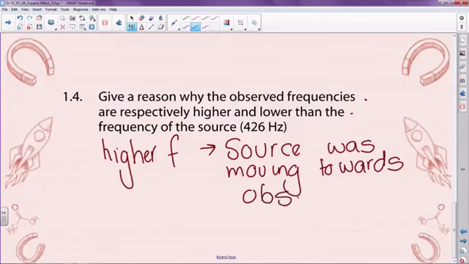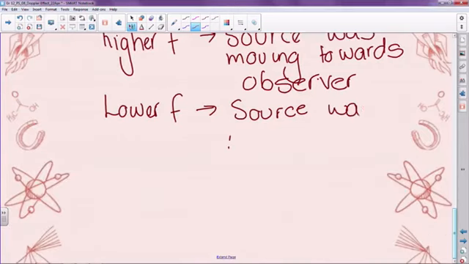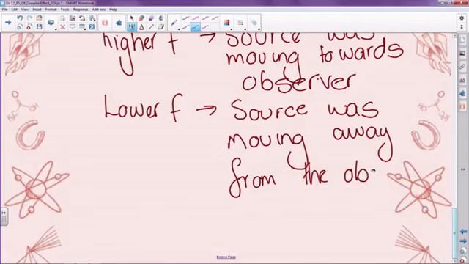Observer. Did I spell that right? I did. Like I said to some of my grade 10s today, I probably need a little bit more sleep, but don't tell anyone. Now, the lower frequency is because the source was moving away from the observer. So what are they looking for? Higher, towards, lower, away. It's as simple as that. That's all they want.